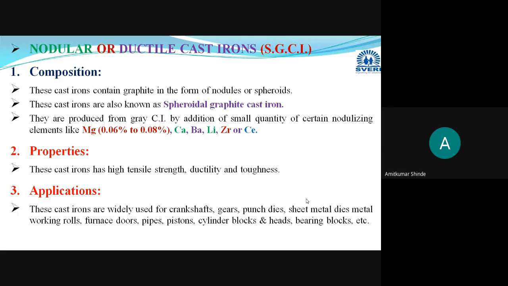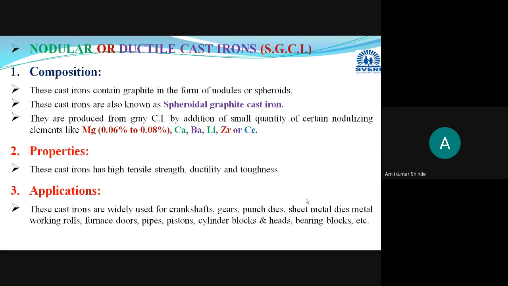There are certain elements which are termed nodulizing elements. Nodulizing elements means that when added to the cast iron, they will transform the flake shaped graphite into spherical shape. That spherical shape is also termed the nodule shape. That's why these elements are termed nodulizing elements. And which are the nodulizing elements? Magnesium, calcium, barium, then lithium, zirconium, then cerium.